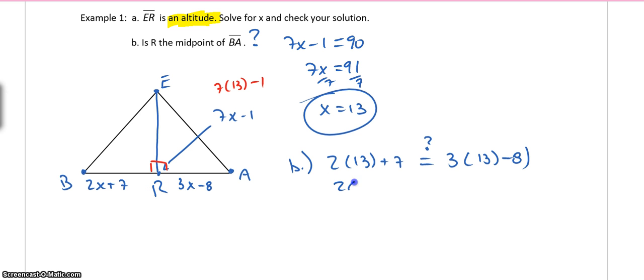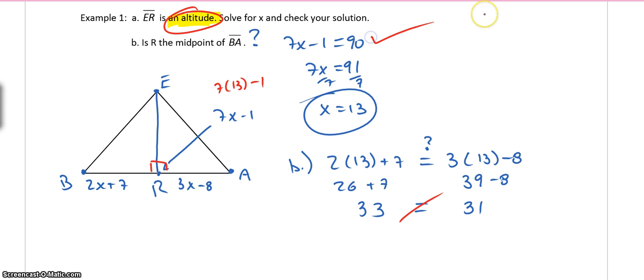So I get 26 plus 7 is 33. Over here, I get 3 times 13 is 39, minus 8 is 31. Is 31 equal to 33? No, it's not. So we know that R is not the midpoint of BA. But again, it's important: we see altitude, that's what we use to find x, because we know it's an altitude, we know it's true.